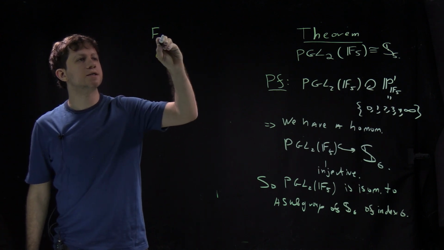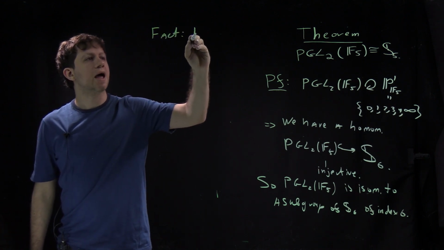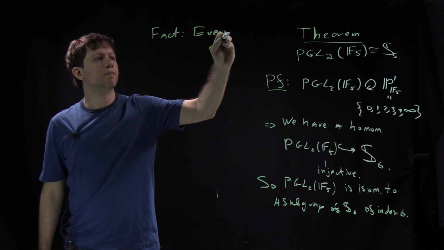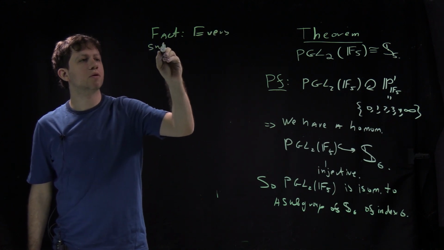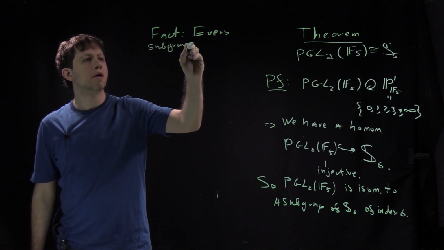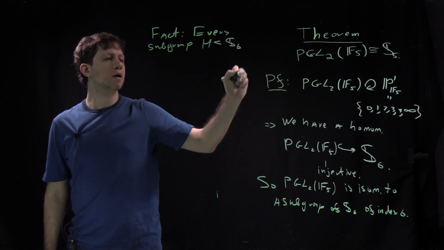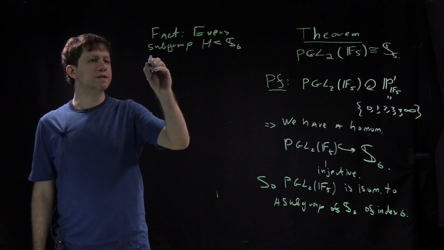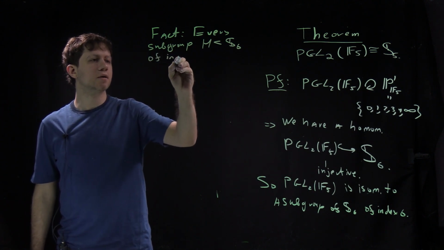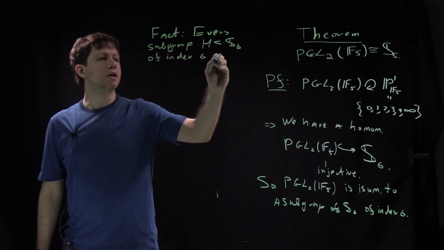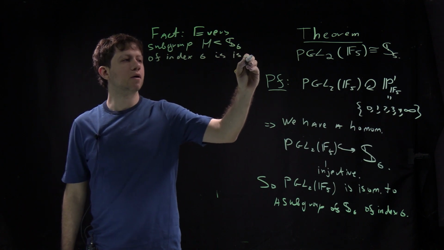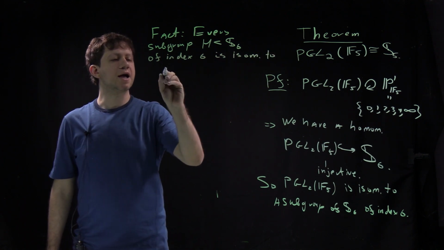So the fact is that every subgroup H of S6 of index 6 is isomorphic to S5.